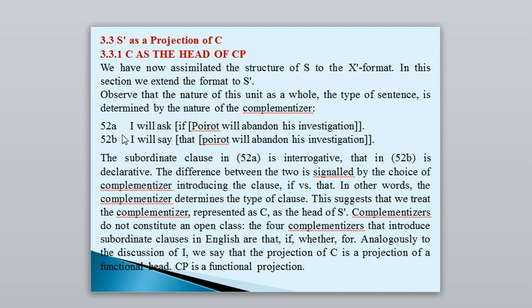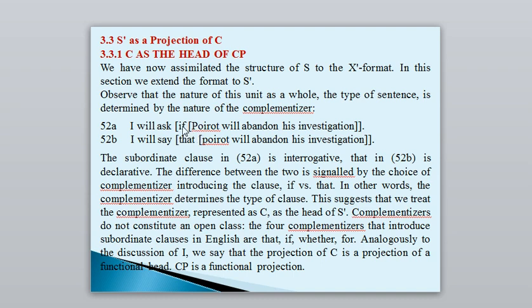Look at these two examples. I will ask if Poirot will abandon his investigation. And the second one, I will say that Poirot will abandon his investigation. You see here the subordinate clause in these two sentences. The first one is a kind of interrogative subordinate clause because of this "if". And the second one, because of "that", is a kind of declarative subordinate clause. The difference between the two is signaled by the choice of complementizer.